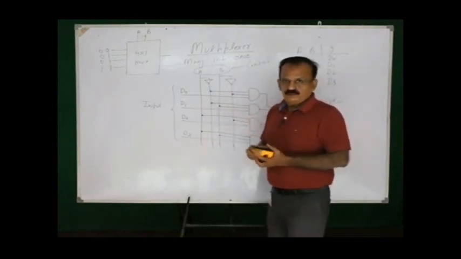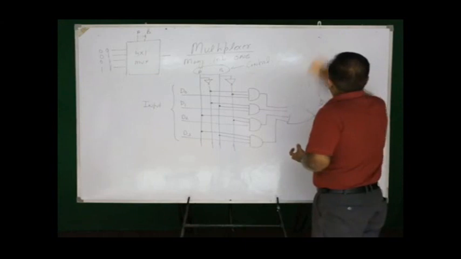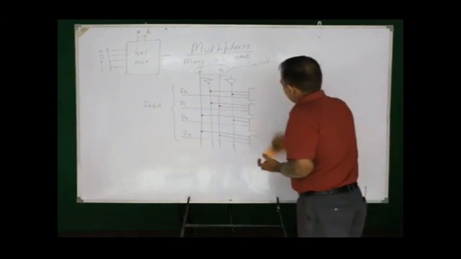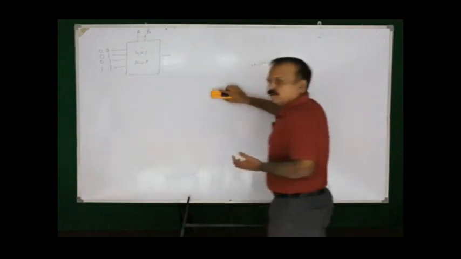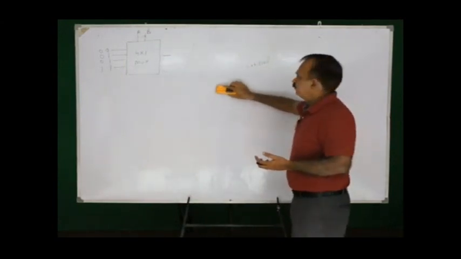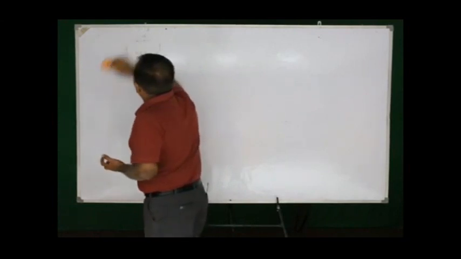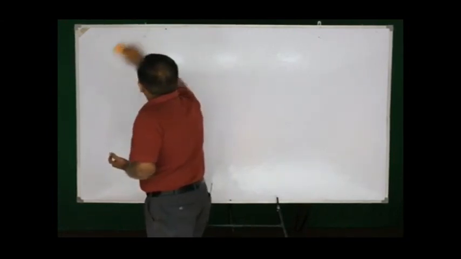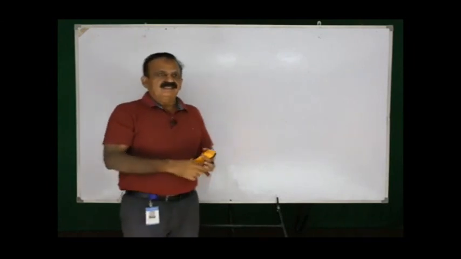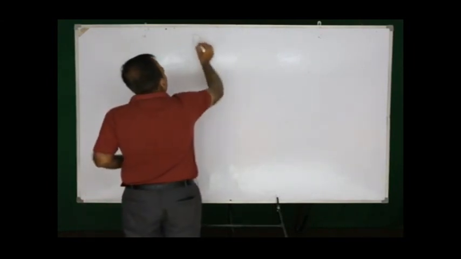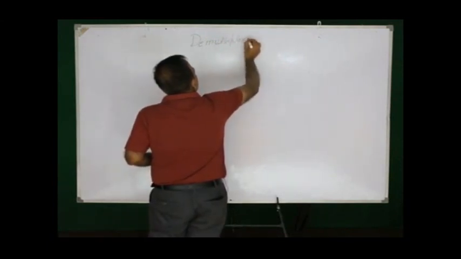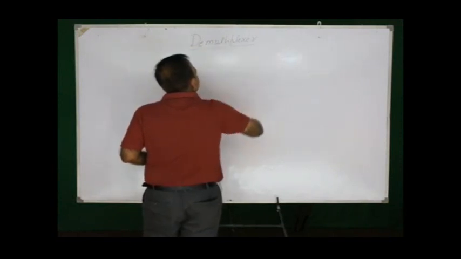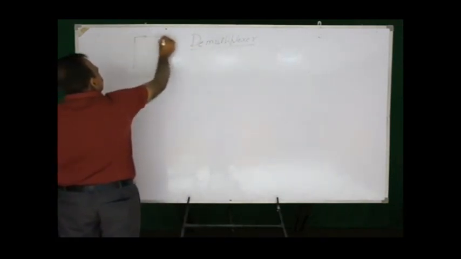Now let us move to the demultiplexer. A demultiplexer is the reverse of this process. A demultiplexer is a circuit with one input and many outputs. The input will be connected to a particular output depending upon the control signal. Here the number of inputs is 1.